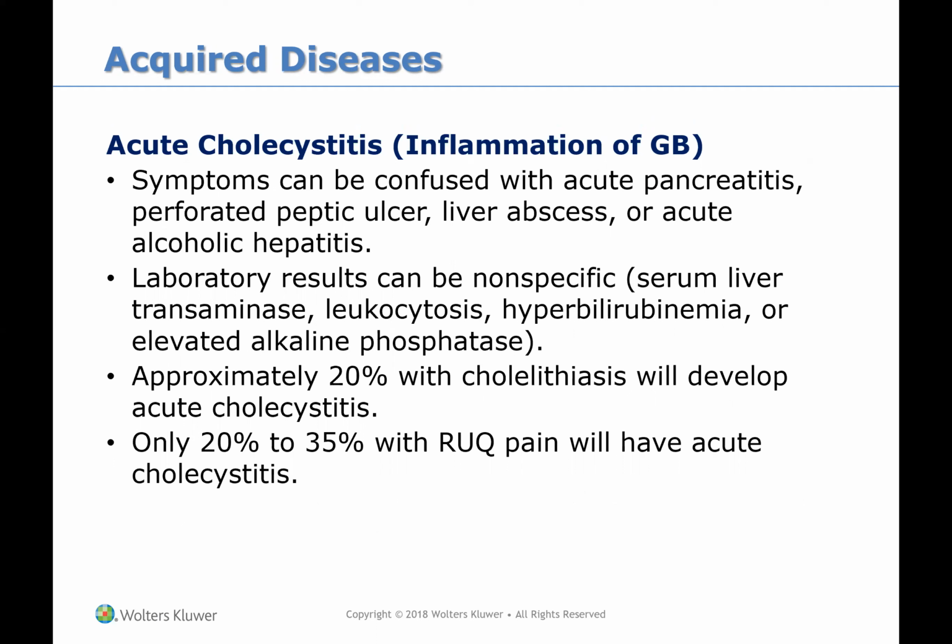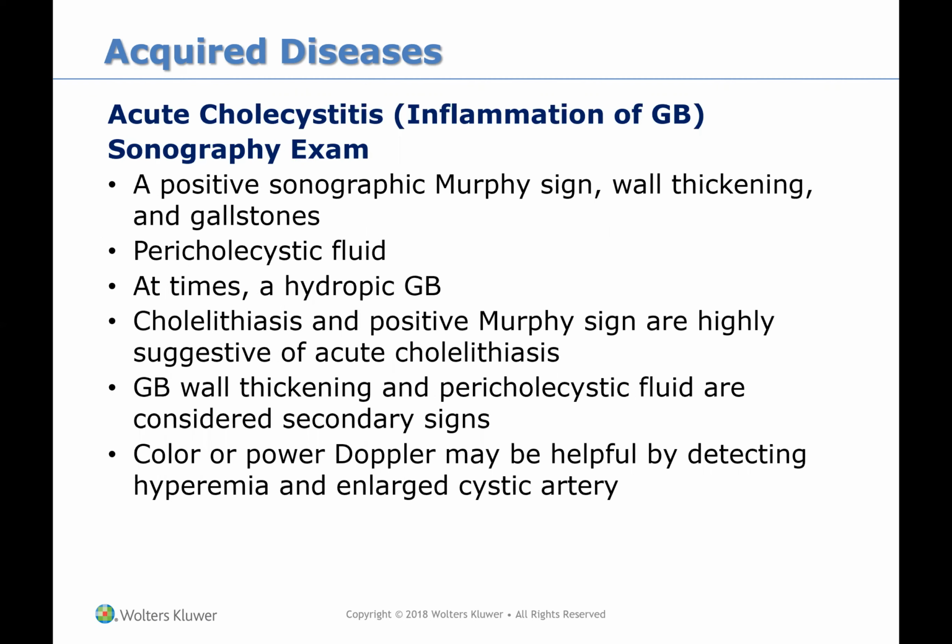But having a gallbladder ultrasound will help with this because we'll be able to check and see if there's any stones, if the wall is thick, if there's fluid around the gallbladder, so we can help diagnose this. So on the sonographic exam, you're going to have a positive Murphy sign. The gallbladder wall is going to be thick and you're going to have gallstones. You're going to have pericholecystic fluid around the gallbladder. At times, the gallbladder could be hydropic.